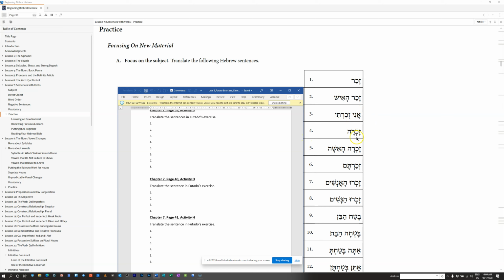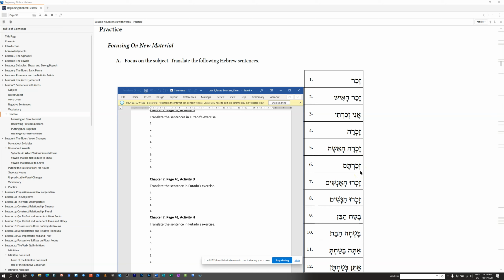Number 4, zachara. Zachara here. This is the 3FS form of remember. So because we don't have an explicit subject, we're just going to translate this as she remembered. Number 5, zachara ha'isha. So here, zachara remembered. Who remembered? Ha'isha. The woman remembered. We don't need the woman she remembered, or she the woman remembered, or she remembered the woman, or anything like that. It's just zachara ha'isha. The woman remembered.